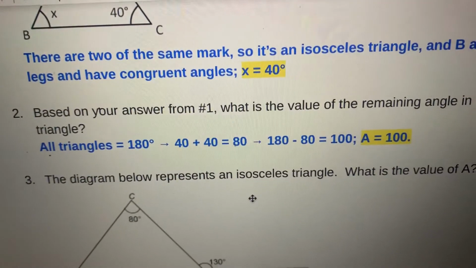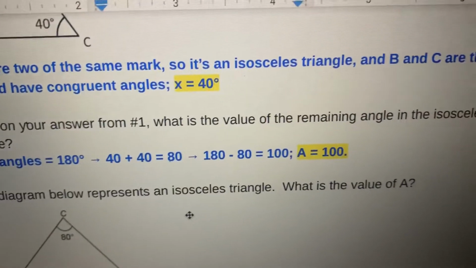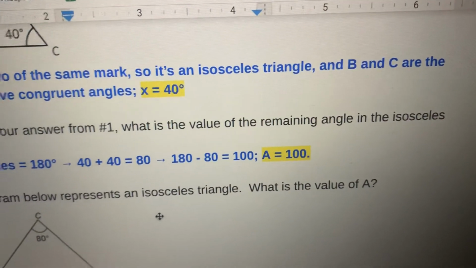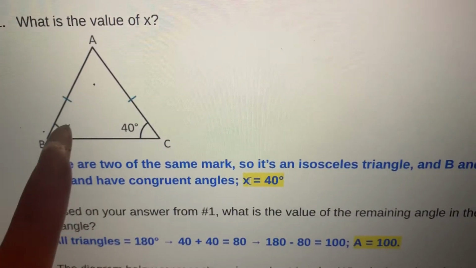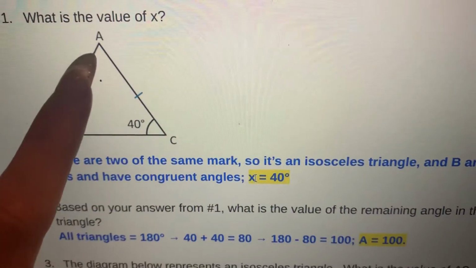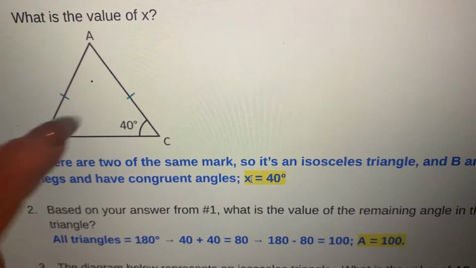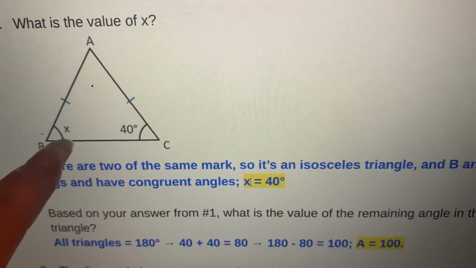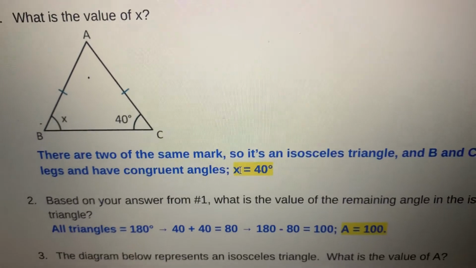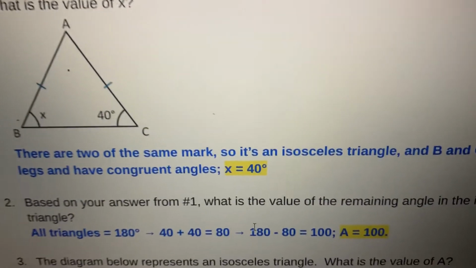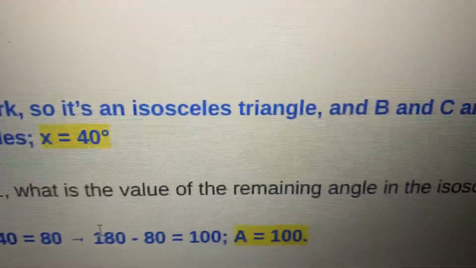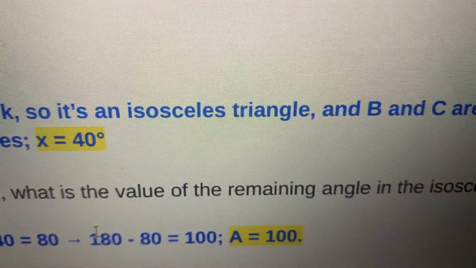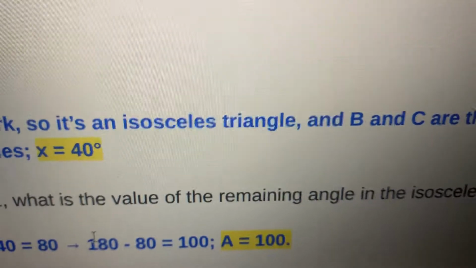Then it says, based on your answer from number 1, what is the remaining angle in the isosceles triangle? So if we know that x is 40 and this is 40, we want to know what a is going to be, okay? So we would have 40 plus 40 equals 80. We know all triangles add up to 180, so you would do 180 minus 80, and we would get that the last remaining one would be equal to 100, okay?